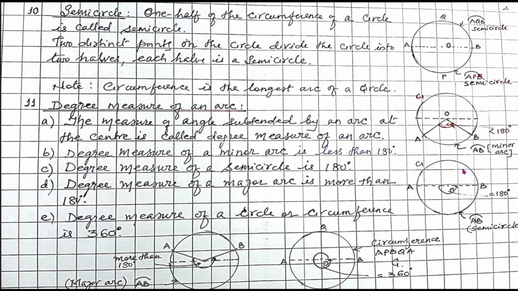And so also the degree measure of a semicircle. Please understand here, points A and B divide that circle into two equal arcs, which are called semicircles, and the angle subtended by a semicircle at the center is 180 degrees, and the angle subtended by the complete circle at the center is 360 degrees.